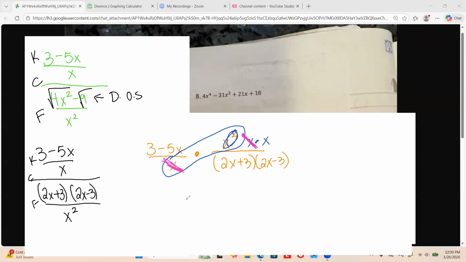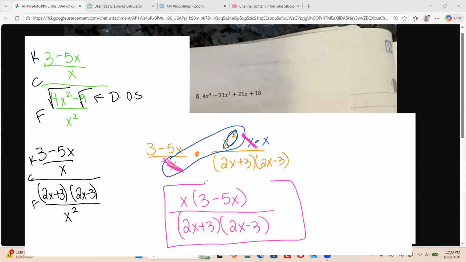Okay, what's left on the top? We have x and 3 minus 5x. On the bottom, we just have those factors, 2x plus 3, 2x minus 3. That's the best you can do. That is the answer. Nothing else will factor, nothing else will cancel. That's it. I worked this last night as well, just on a piece of paper, and I believe I got the same answer, but I'm checking that right now, but pretty sure.